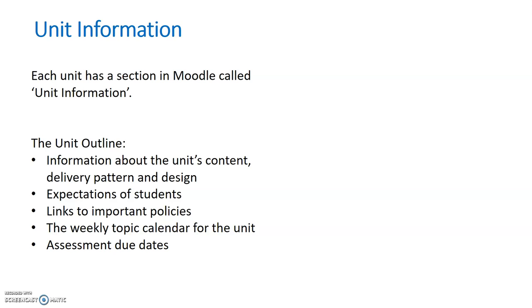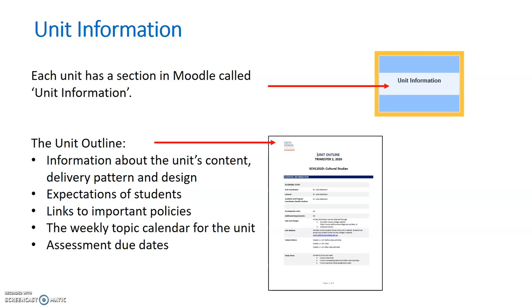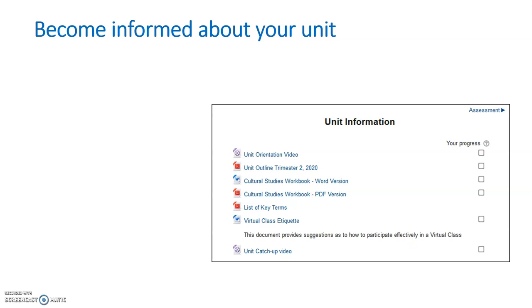Each unit also has a section called Unit Information. Click on there to find your unit outline. This is a really important document that tells you everything about the unit: what will be covered, what you need to do for extensions, what policies you need to look at, and so on. Make sure you read this document cover to cover. Become informed about your unit by clicking on everything you can see.